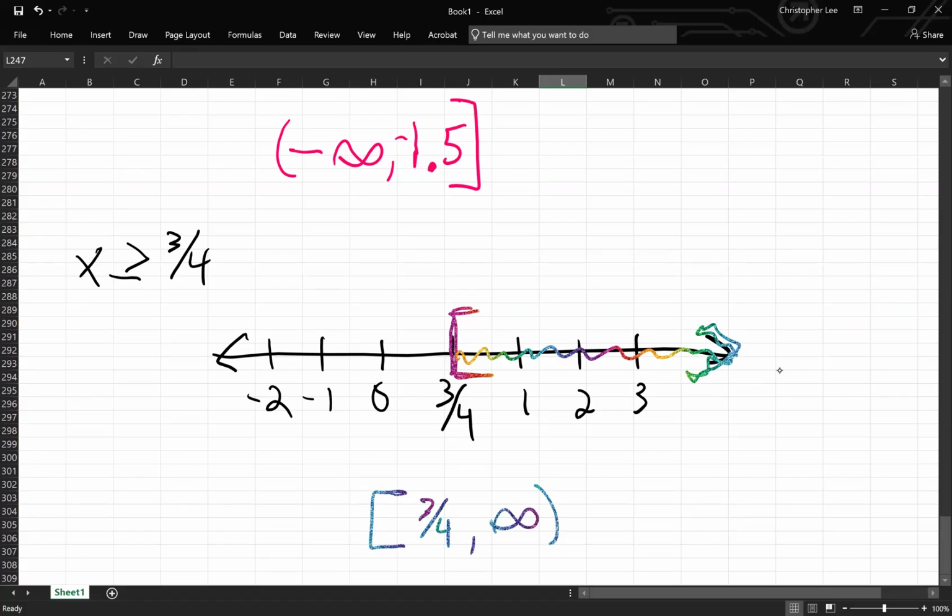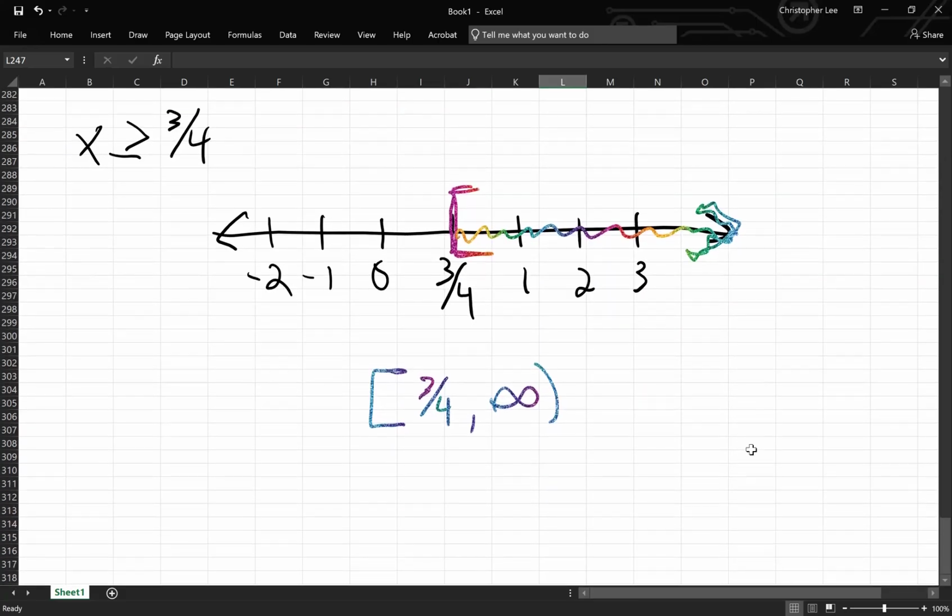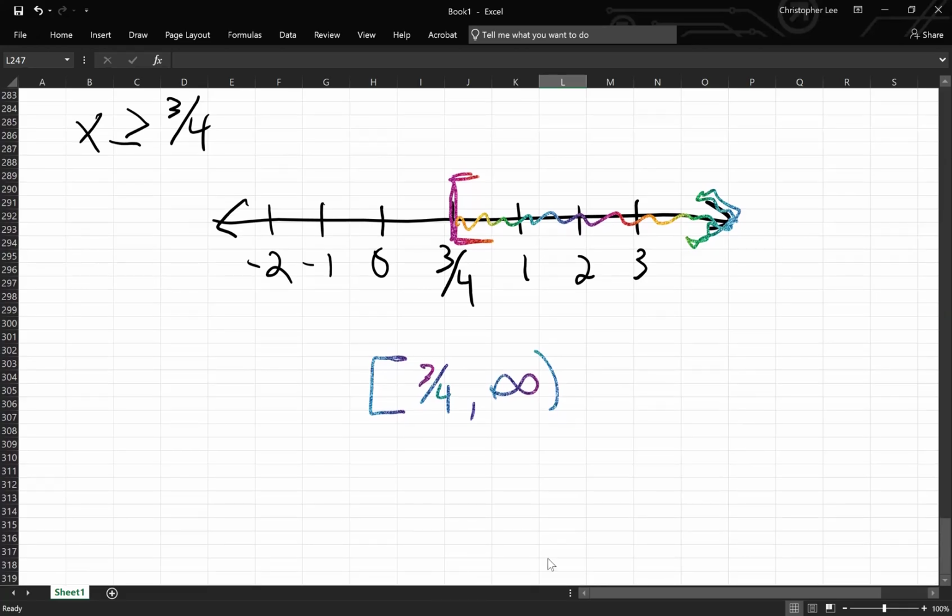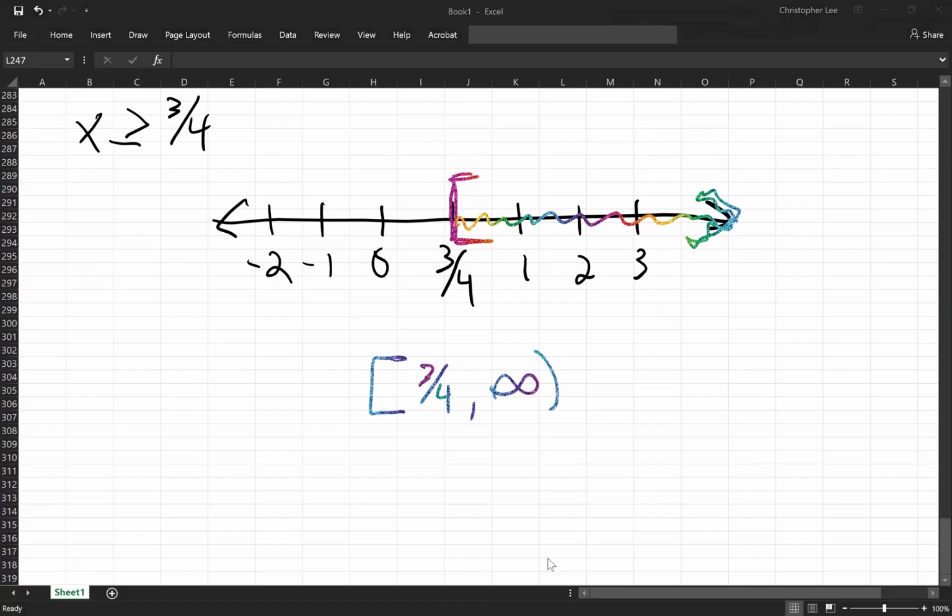All right. Any questions about this? So we good? All right. Let's keep it moving then. I want all the numbers bigger than 3/4, right? So this says x greater than or equal to 3/4. So the numbers that are bigger are to the right. Good. And then the interval just kind of matches the graph.